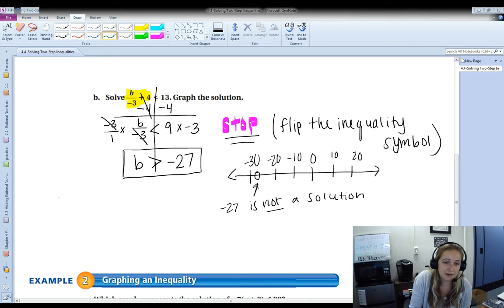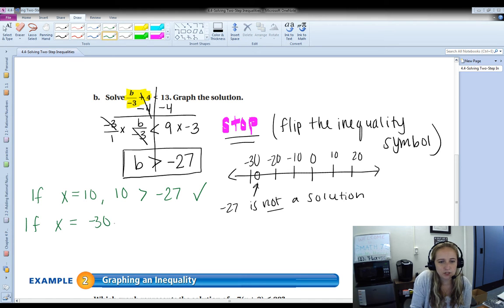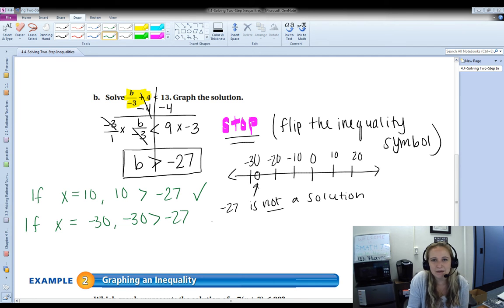Hopefully you're thinking to the right, but let's test a point just to be sure. So let's test a point to the right. If x equals 10, plug in 10. Is 10 greater than -27? Yes. Then let's test a point to the left just to be sure. Let's do -30. Is -30 greater than -27? No, it's a bigger negative number, which a bigger negative number is actually lesser. So we need to shade to the right. So we're going to shade to the right, and that is going to be our graph for the inequality.